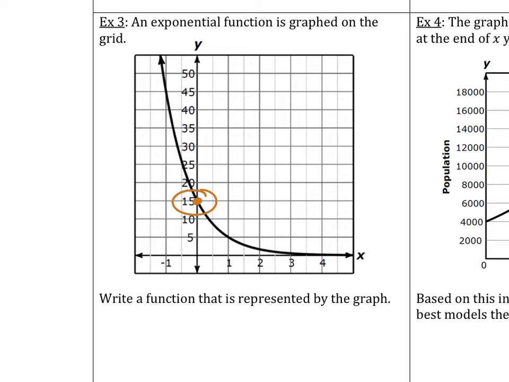Here's what I need us to do, though. To be able to use technology for this one, we need 3 coordinate points. Well, we already found 1 coordinate point. Isn't this point right here 0, 15? You see this one, right? This is 1, 5. Can we find another good one? Negative 1, 45. I like that one too. So negative 1, 45.